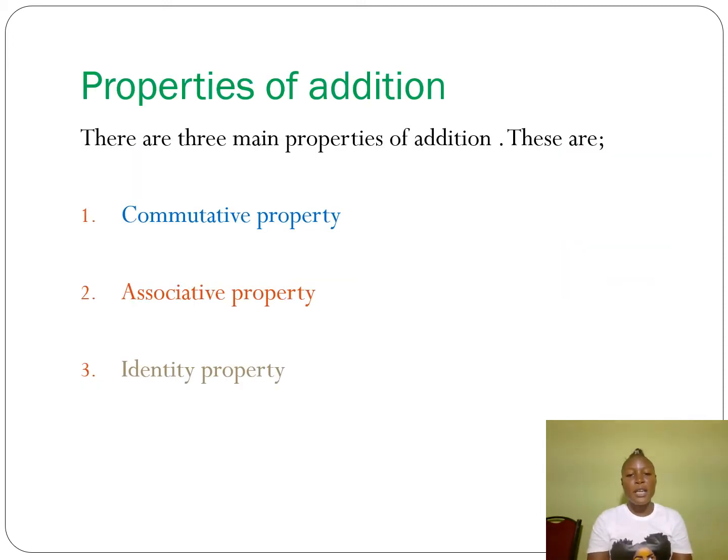Now addition comes in 3 main properties. These are 1. Commutative property, 2. Associative property, and 3. Identity property. Now let's look at them one after the other.